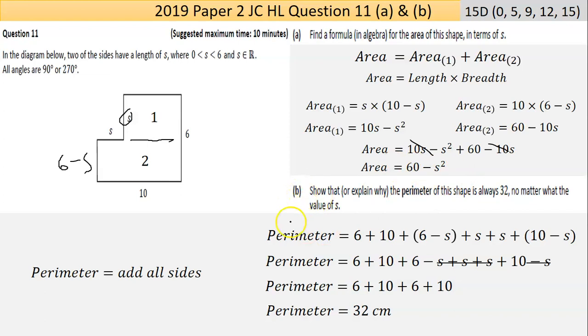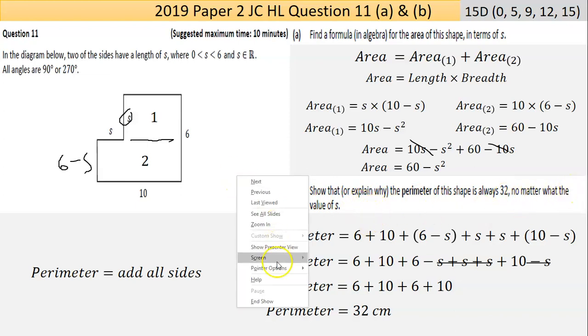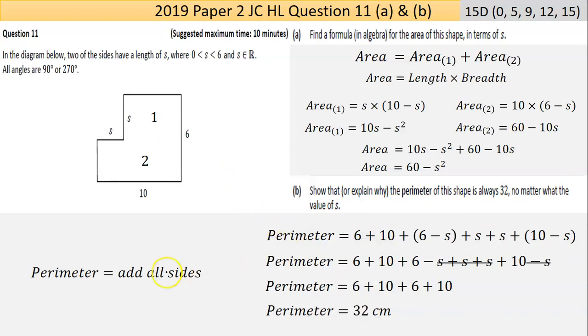So the second bit here then says, show that or explain why the perimeter of this shape is always 32, no matter what the value of S. So basically, you have to remember the perimeter formula. It's not given. Actually, neither is the area of a rectangle formula. And it's just add everything. So if you go around the shape and add, what I've done is I've gone to add the 6 plus the 10. So they're expressed here.